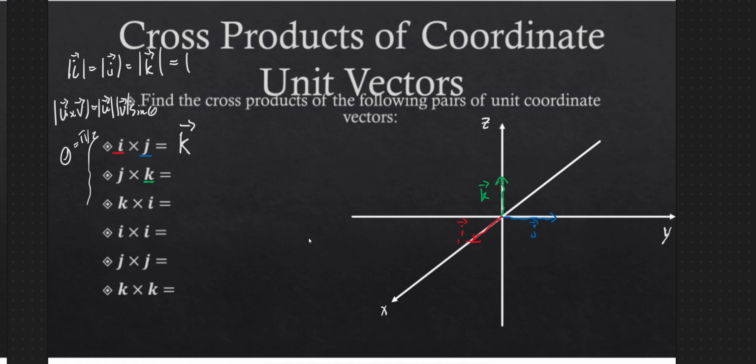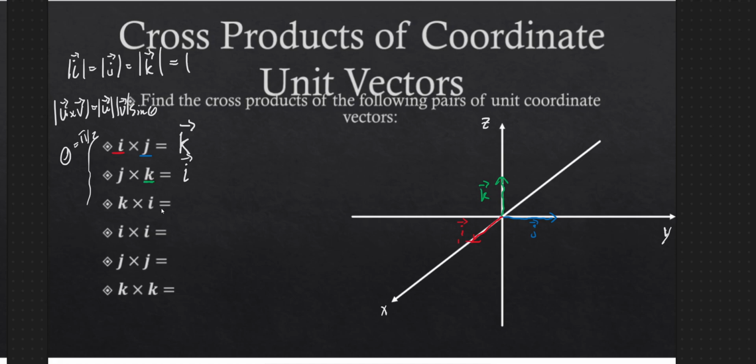Okay, what about J cross K? Again, pause the video here, work it out yourself. I really want you to do that. Try and work it out yourself. If you haven't paused yet, do so. If not, I won't mention it again. I'll point my fingers in the direction of J, curl them in the direction of K. I am now going along the x-axis. I have a magnitude of 1, and so that means I am I.